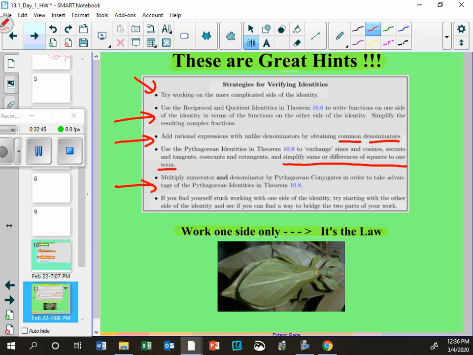Multiply by conjugates. Coming later. We don't have to worry about what a conjugate is yet. And if you find yourself stuck working with one side, try starting on the other side. Because remember, you can work on the left side or you can work on the right side. You just can't do both. So if you tried the left side and you can't make it work, switch to the right side.